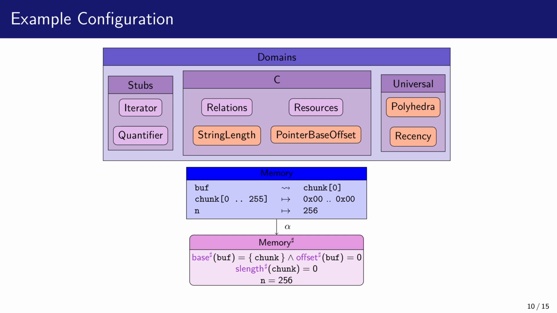And here is an example of an abstraction. For the pointer buff, its base is the chunk array, and its offset is 0. So this is as precise as the concrete state. And for the chunk array, we have only the information that the length of the string inside this array is 0, because the first byte is null. We have no other information about the other bytes.